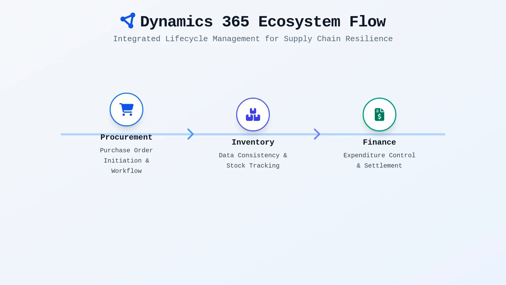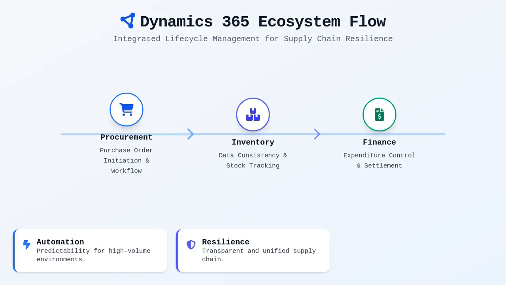As you navigate the application, consider how these steps work in concert to build a resilient and transparent supply chain. The automation of these workflows provides the necessary predictability for high-volume procurement environments. Through careful configuration of these lifecycle stages, an organization can achieve granular control over its expenditures and supply operations.